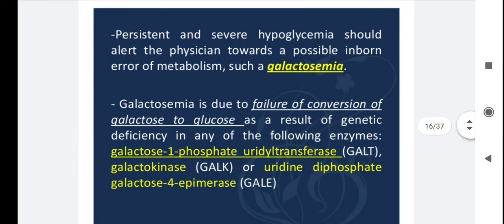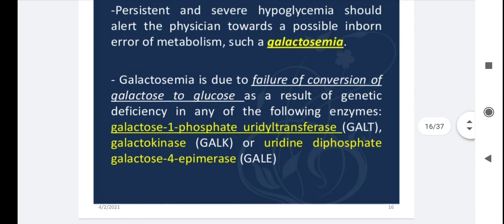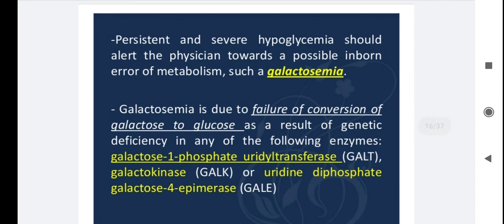Persistent and severe hypoglycemia should alert the physician toward a possible inborn error of metabolism, such as galactosemia. Galactosemia is due to failure of conversion of galactose to glucose as a result of genetic deficiency of any of the following enzymes. So if the hypoglycemia is persistent and does not change, it may alert the physician to inborn errors of metabolism, known as galactosemia.